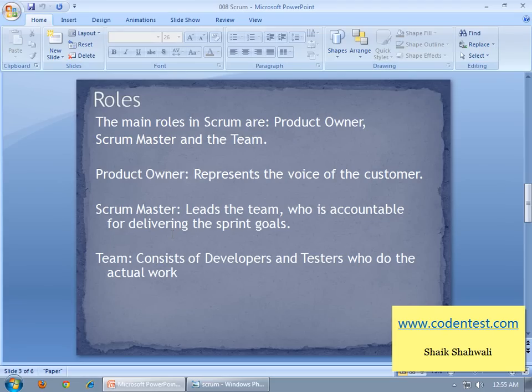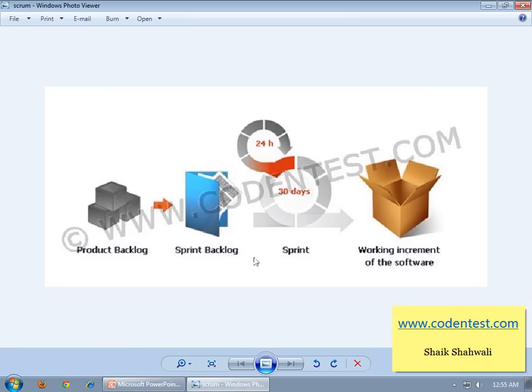And the next role is the team. The team is responsible for delivering the software. Like here, in the sprint, the actual work takes place, isn't it? Coding and testing takes place here. So the team is the one which does that actual work. The team includes analysts, designers, coders and testers.